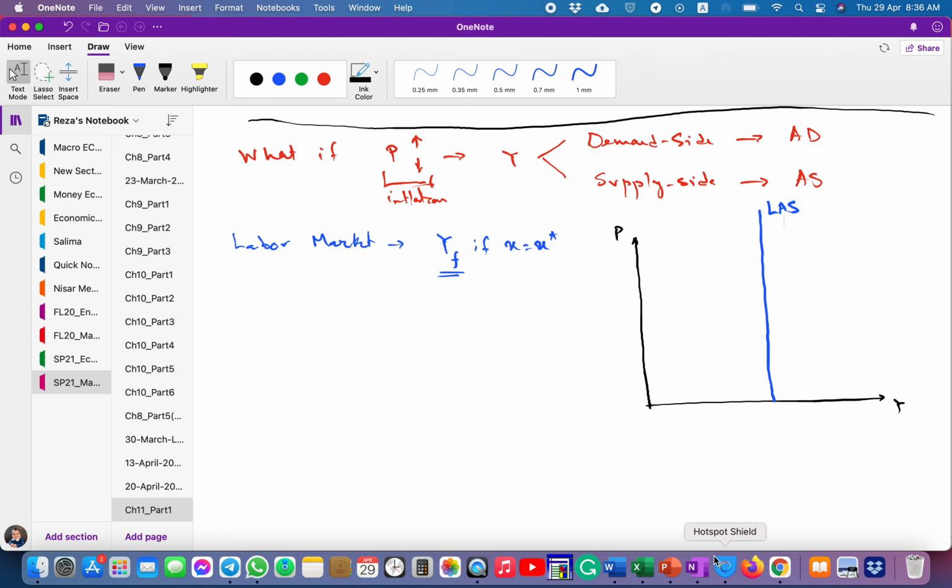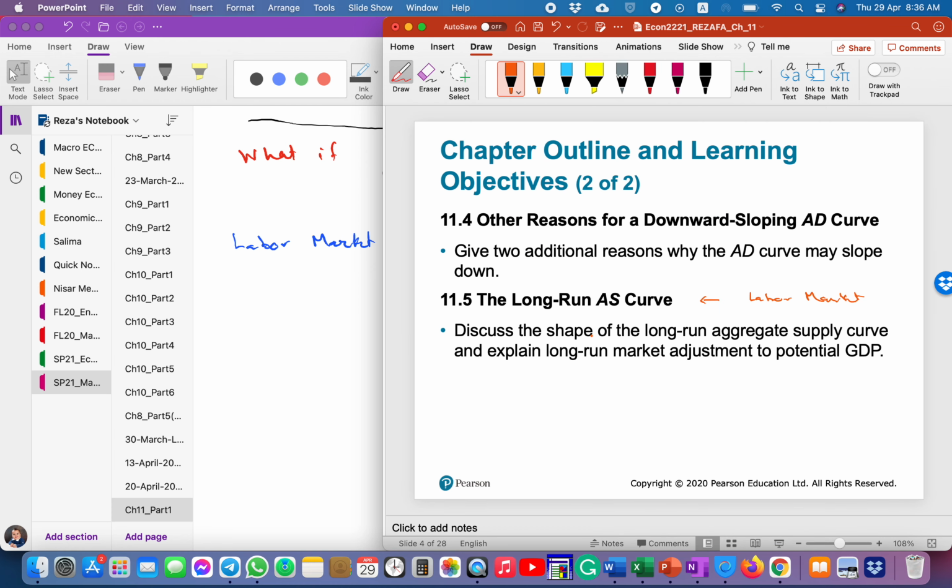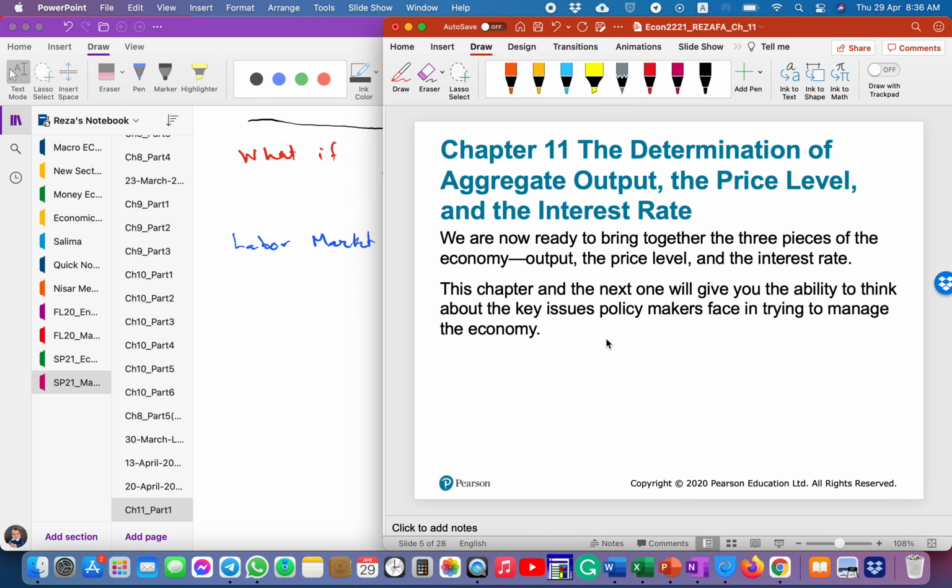Long run aggregate supply is also going to be discussed as a follow-up, and then the discussion will be completed, showing how all three variables are explained and their interrelationships elaborated. So let's start with the first learning objective. What do we mean by the determination of aggregate output, price level, and the interest rate?